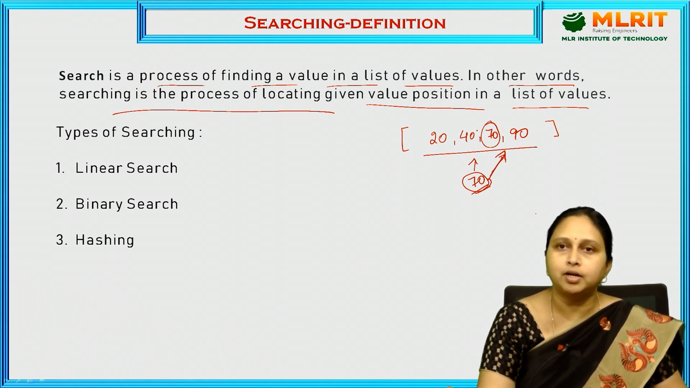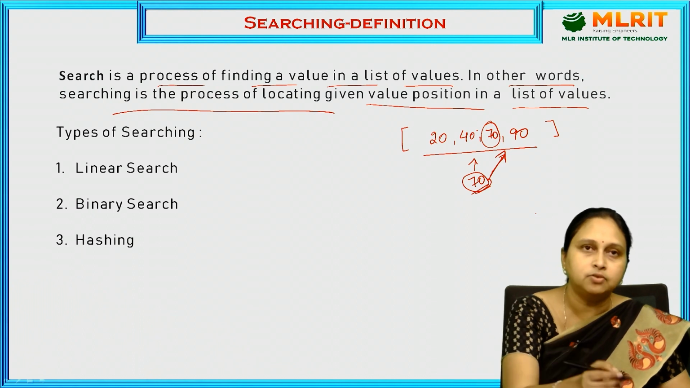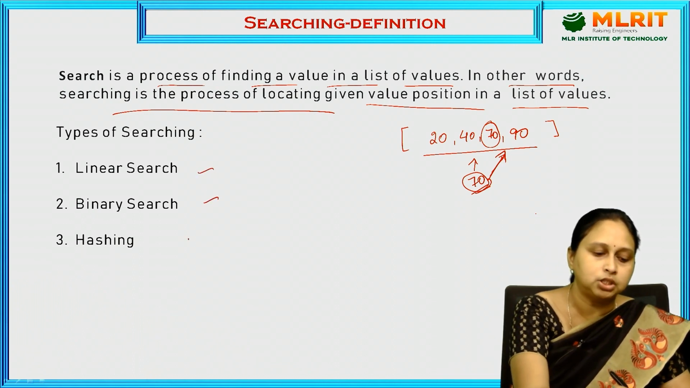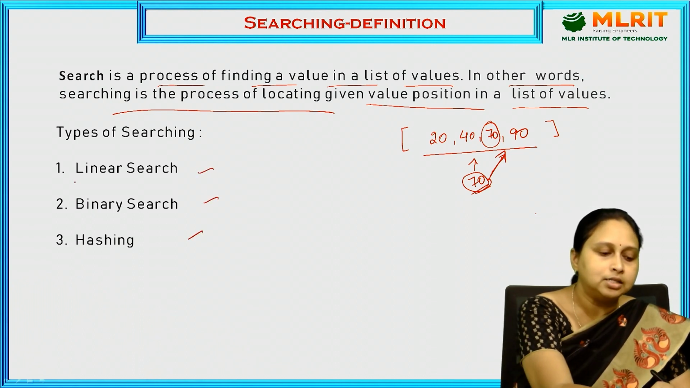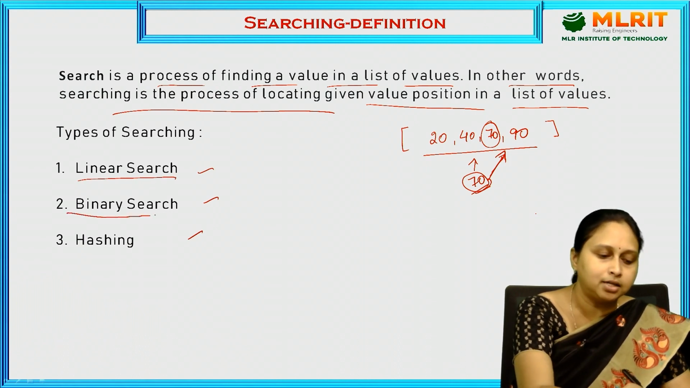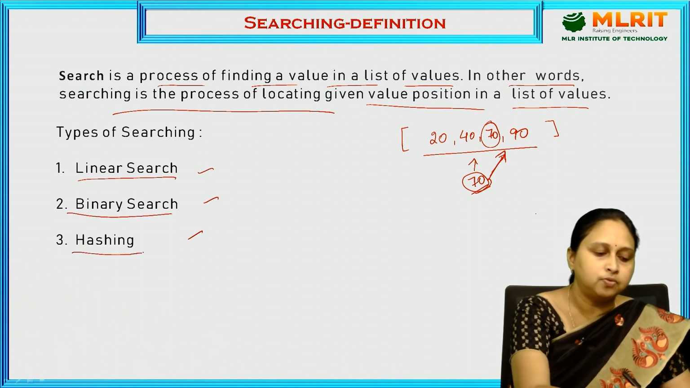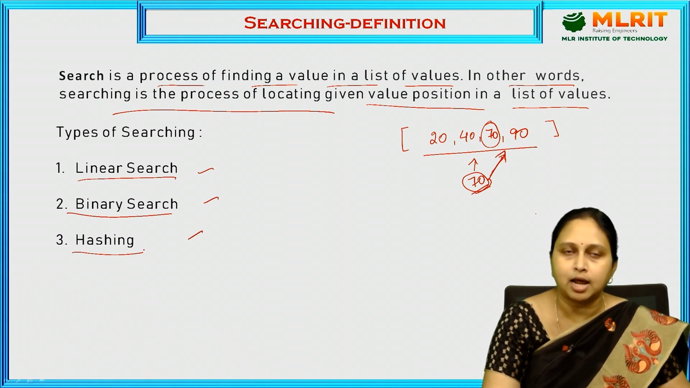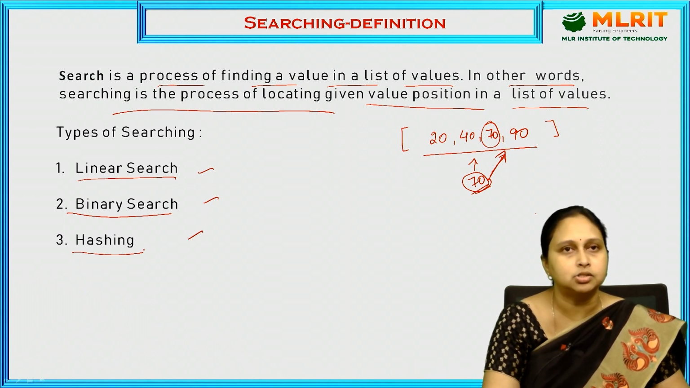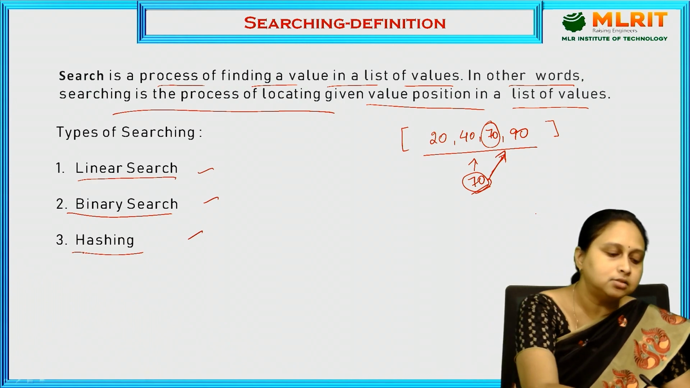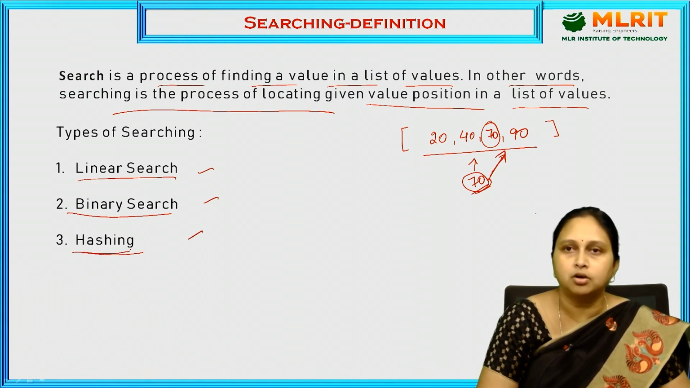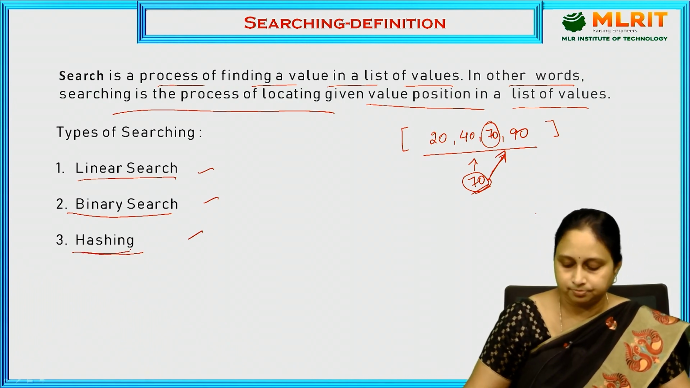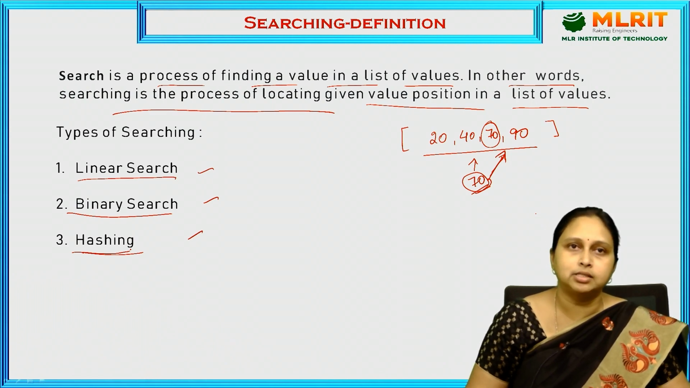And what are the different types of searching we have? Here we have three different types of searching techniques. One is linear search, another one is binary search, and the last one is hashing. But here we are going to discuss only two types of searching techniques, linear search and binary search. Hashing is one more advanced one, and we are not going to discuss that now. Let us see what is linear search.